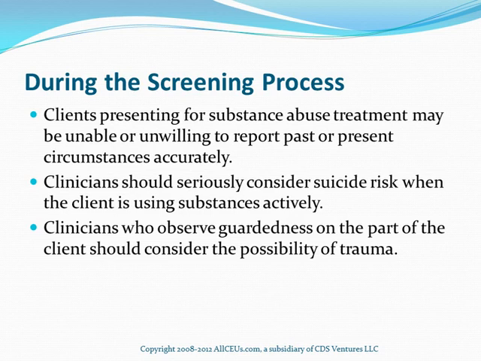When a client is abusing substances actively, for example, shows up for the assessment or the screening under the influence, it's important to consider their risk for suicide, homicide, or just personal reckless endangerment. If you observe guardedness on the part of the client, you should also ask about trauma and ask about personal safety. Maybe the person's in a domestically violent relationship. They're afraid to be there. Maybe they have been abused before. There are a lot of things that could be going on.